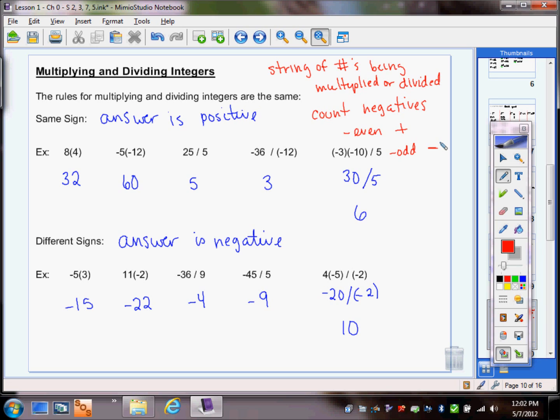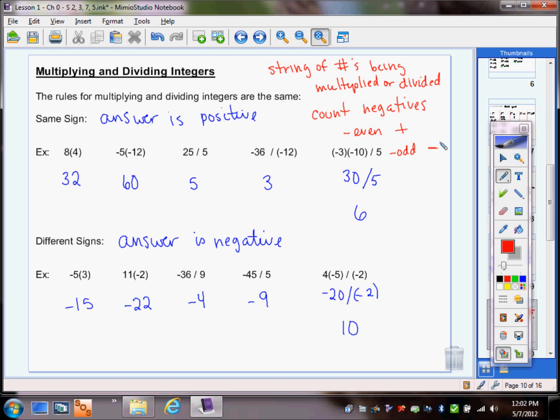And if you think about that, every time you have matching signs, so every 2 negatives gives you a positive. If you have an even number, you have a bunch of 2s, so all of your negatives will cancel each other out and become positive. Whereas if you have an odd number, you have a bunch of pairs that match up, and then you have this one extra left over that makes your whole answer negative.